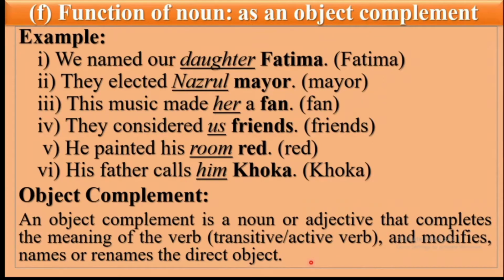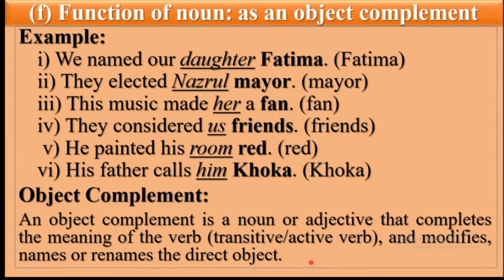We are now going back to the examples. We named our daughter Fatima. Here our daughter is the object and Fatima is renaming it. And Fatima and our daughter actually are the same person. Second example, they elected Nazrul mayor. In this sentence, Nazrul is the direct object and mayor renames or modifies Nazrul. Nazrul and mayor are the same person in this sentence.